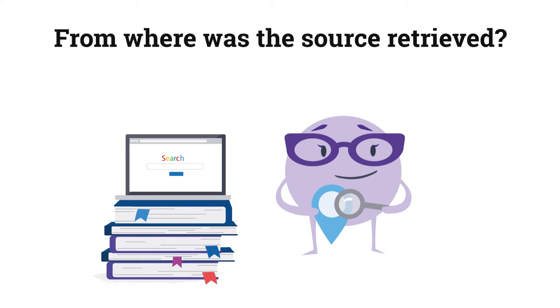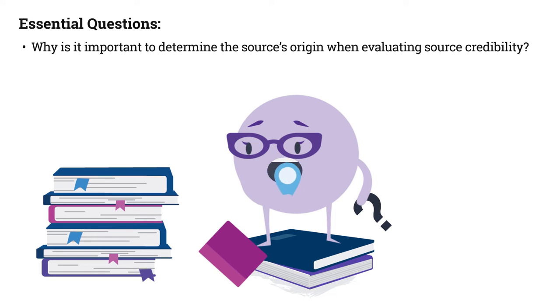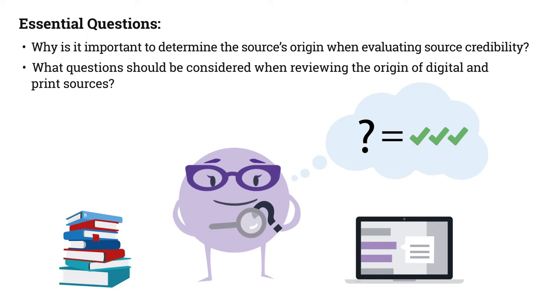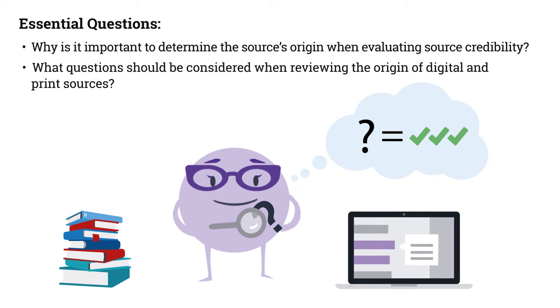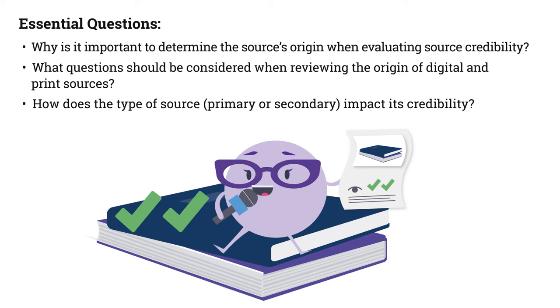In this lesson, we will discuss how reviewing the origin of a source can assist in determining its credibility. In particular, the essential guiding questions for this lesson are: why is it important to determine the source's origin when evaluating source credibility? What questions should be considered when reviewing the origin of digital and print sources? And how does the type of source, primary or secondary, impact its credibility?